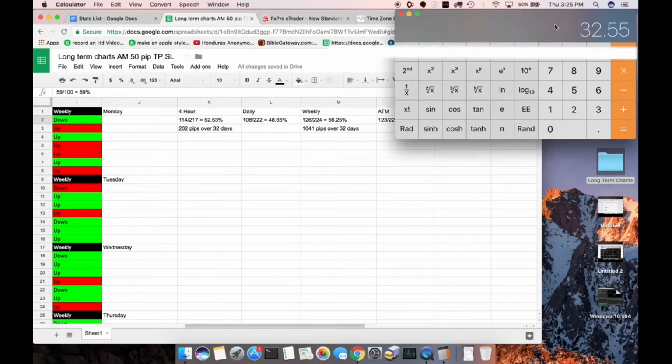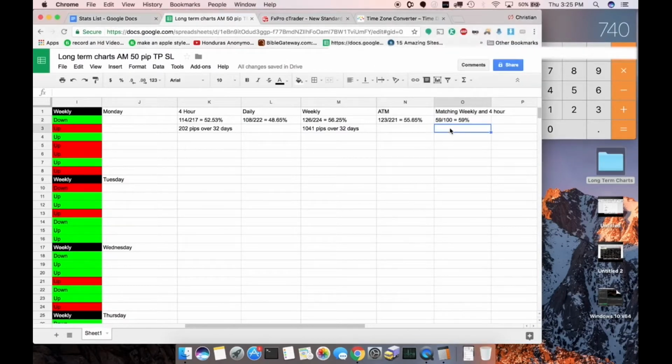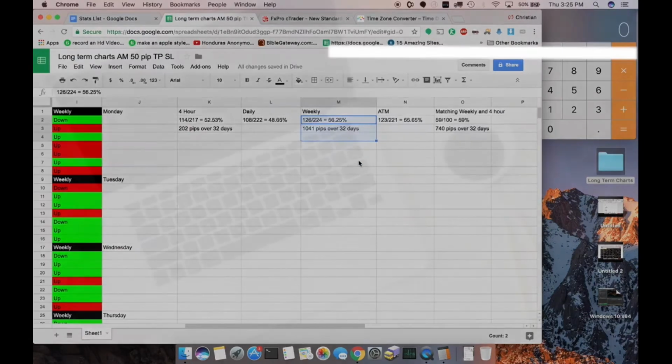Which is good for, let's see. Out of 100, you have 59 wins and 41 losses. No, sorry. 59 minus 41. That means you have 18 net wins times 50 pips each. You subtract your commission. You have 740 pips. And that's not bad. 740 pips over 32 days. But again, I'm going to show you how to get even more accurate. This has a higher winning percentage, so you can allot more money to it more safely than here, but it obviously has fewer pips, about 300 fewer pips over the course of 32 days.